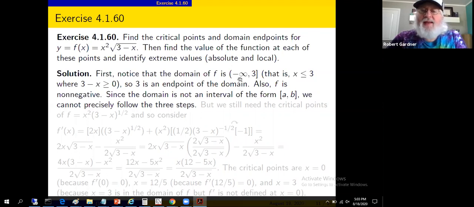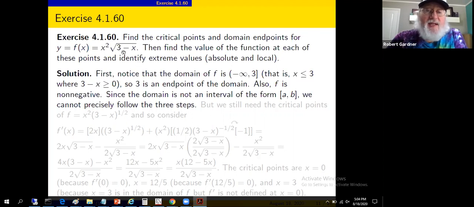First, the domain is the interval negative infinity to 3, including 3. You would never include the negative infinity because that's nonsense. But this is an interval. It's an infinite interval, but it does count as an interval. It's not a closed and bounded interval, so I can't use the extreme value theorem. So we may not have absolute maxes and absolute mins. I'm not guaranteed it because I don't have a closed and bounded interval.